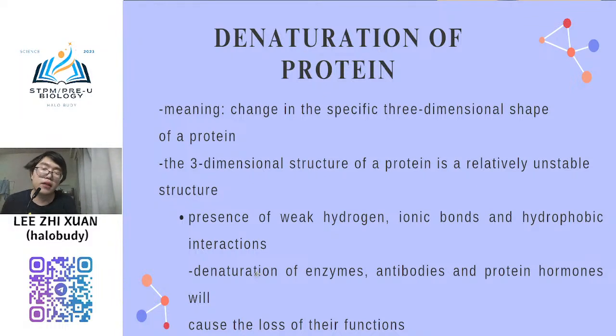Like quaternary structure, like your hemoglobin. Hemoglobin, we know, plays the role of carrying oxygen, right? It carries oxygen and also carbon dioxide. If your hemoglobin breaks down, how do you carry oxygen? You cannot carry oxygen anymore, then you die. So it is very important.